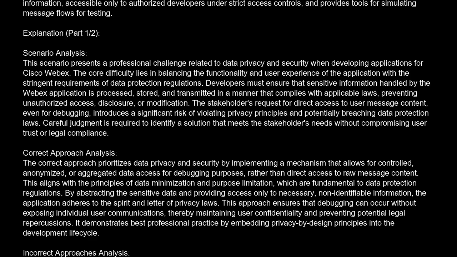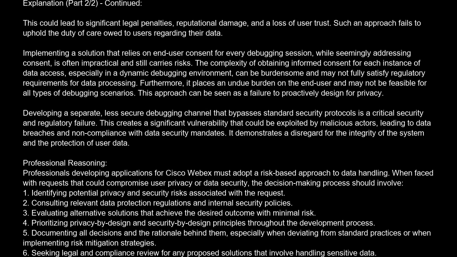Incorrect approaches analysis. Granting direct access to raw user message content for debugging purposes represents a severe regulatory and ethical failure. It directly violates data privacy principles by exposing sensitive personal communications without explicit consent or a legitimate, legally defined basis. This could lead to significant legal penalties, reputational damage, and a loss of user trust. Such an approach fails to uphold the duty of care owed to users regarding their data.